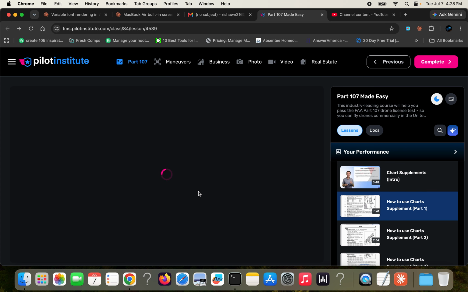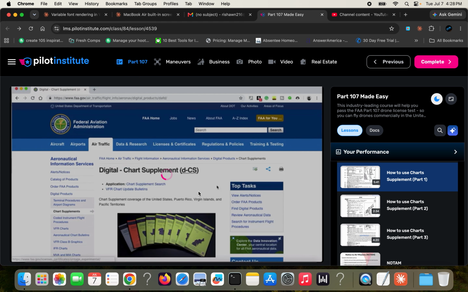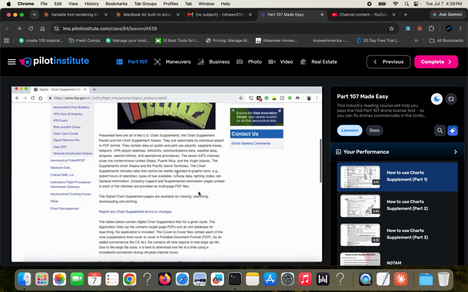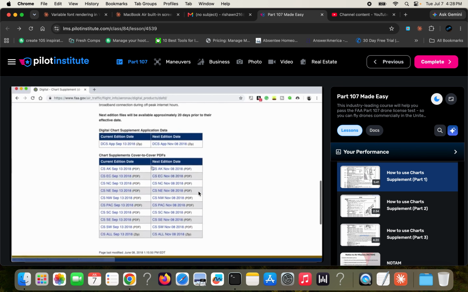The place where you're going to find it, we have the current edition and then the next edition right here. Now, this is application data. This is something that if you're a developer and you're using data, you might want to use. Otherwise, you want to use this. Then here you have all the different sections, and you can download individually as PDF, or you can download all of them right here as a zip file. So it's up to you, whichever you want to use.